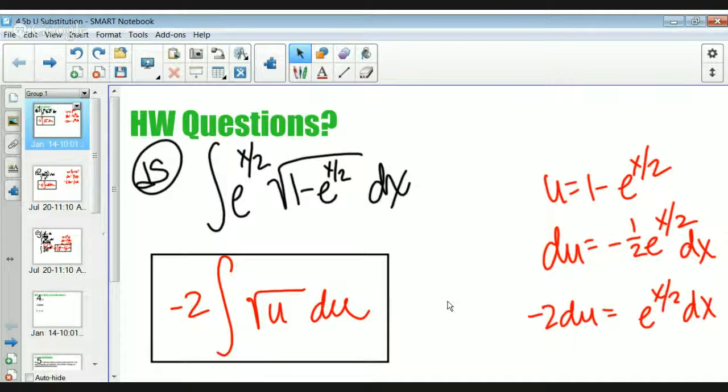All right, well, welcome back. We are going to be on section 4.5b today, more on U substitution.